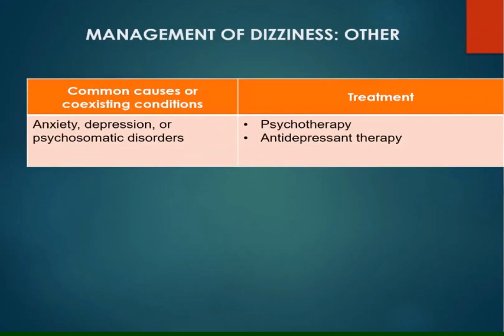So to manage other forms of dizziness, we need to consider psychogenic etiologies. And so either psychotherapy or antidepressant therapy to deal with depression. So SSRIs, you want to avoid the SNRIs. You don't like to use the norepinephrine type or class of antidepressants. Those tend to have more side effects in the older adult.